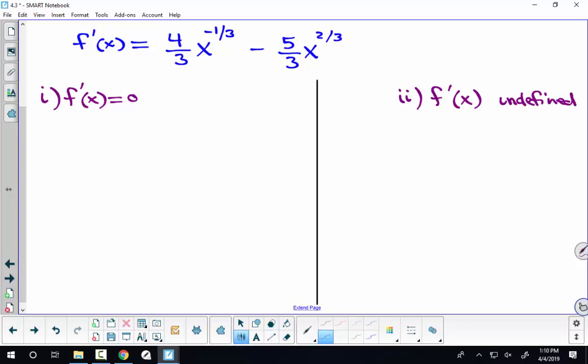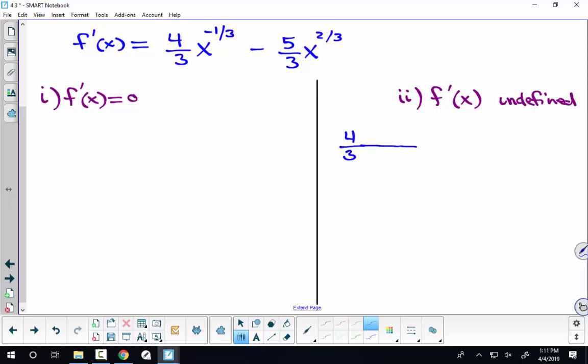So let's maybe start with where the first derivative is undefined. Where is the first derivative not defined? For what values of x? Zero. x equals 0. What do y'all think? Because the negative exponent is contributing to that.